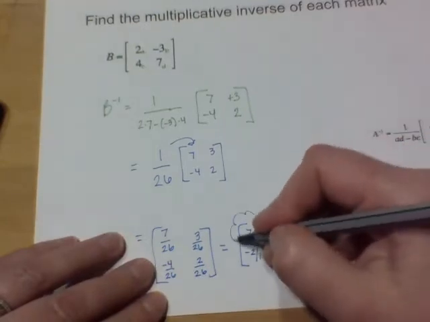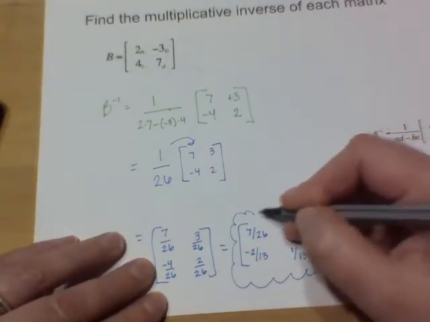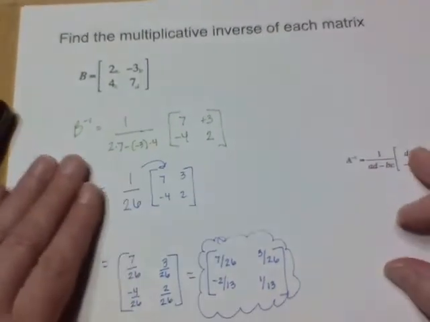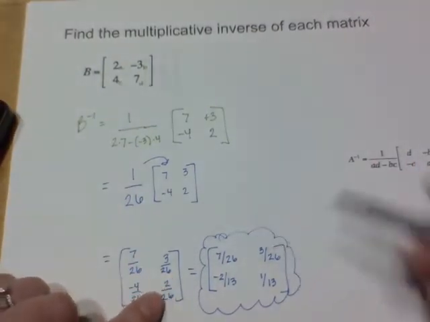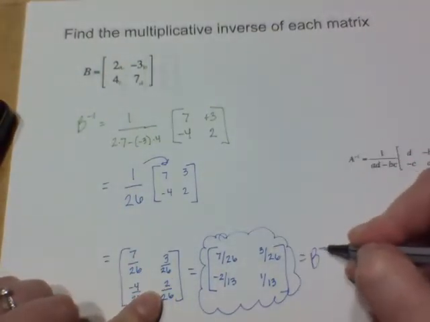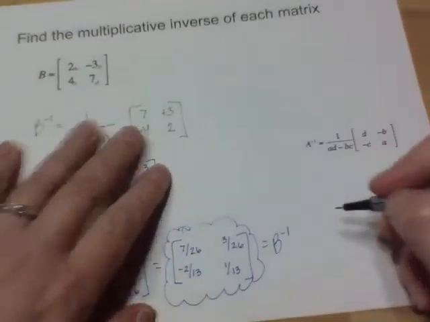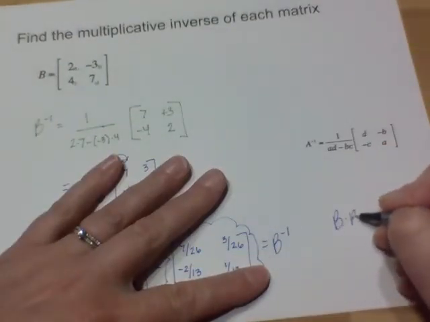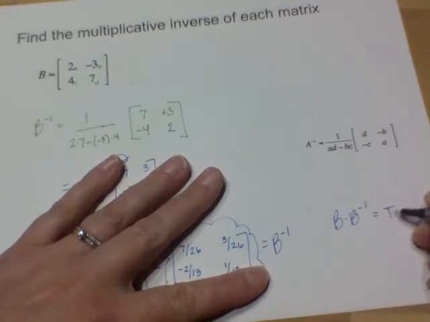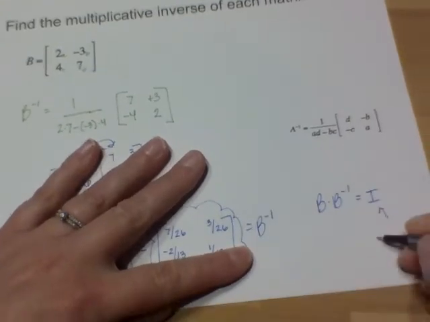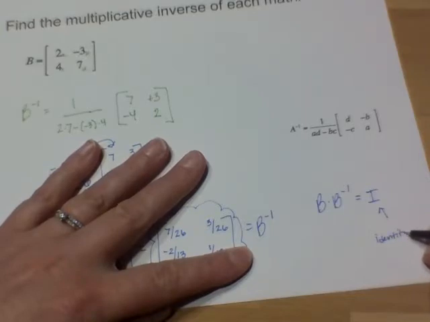So this is going to be that ultimate multiplicative inverse. Again, if I multiplied this, which is B inverse, by this B, I would get the identity matrix. So B times B inverse equals your identity matrix. Which, remember, is ones along your top left to bottom right, and then zeros everywhere else.